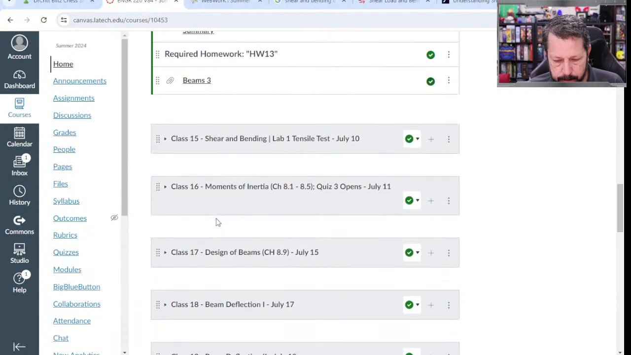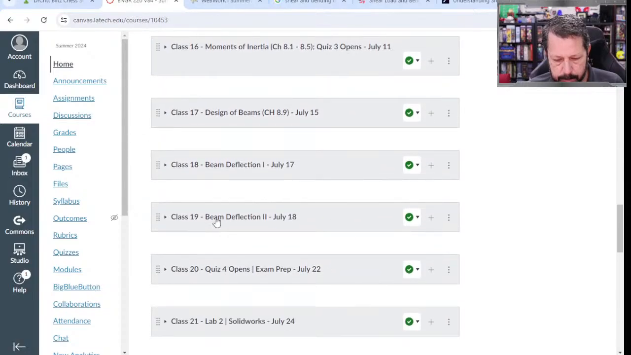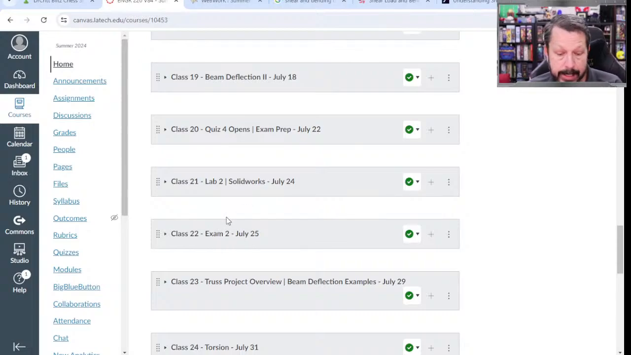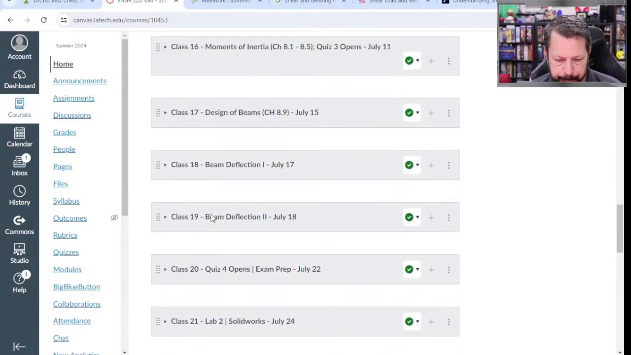We're getting close now to exam 2. So where did I put exam 2? There it is, July 25th. So actually we've got a ways to go on exam 2 still. Oh yeah, because we're going to do beam deflection also. So not only do we want to know the stresses in the beams, but sometimes a beam fails just because it bent too much, and so we're going to do that also.